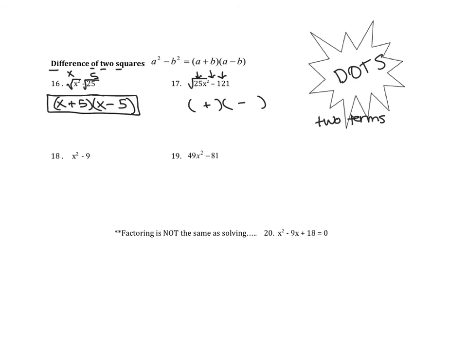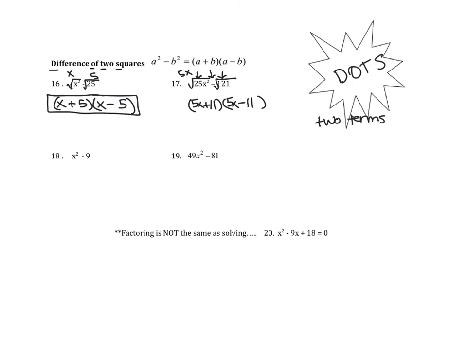So I look at the first term and I think of the square root of 25x squared. That's 5x. So I put a 5x in both sets of parentheses as my first term. Then I take the square root of 121. I ignore the minus. I'm not concerned with the minus at this point. I've already used it when I figured out this was the difference of two squares, so I'm not looking at it anymore. The square root of 121 is 11, and I put that second.